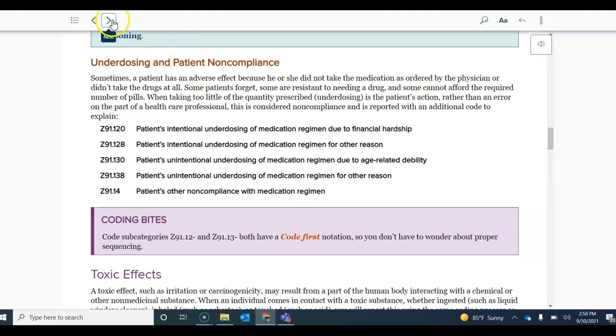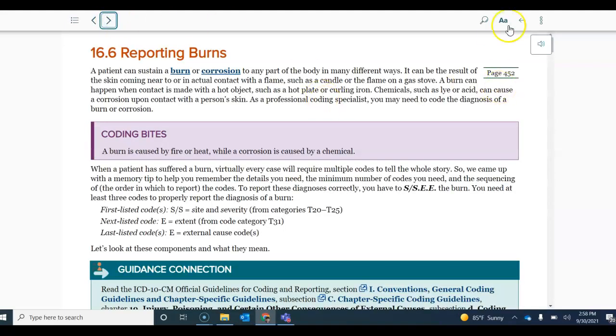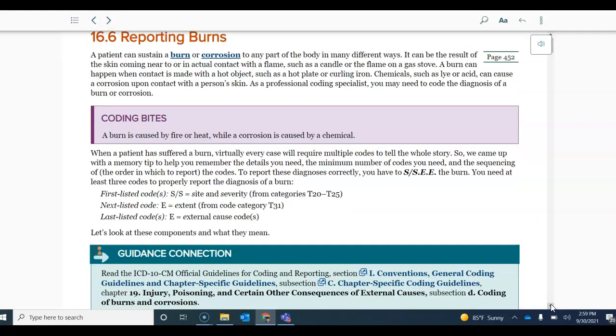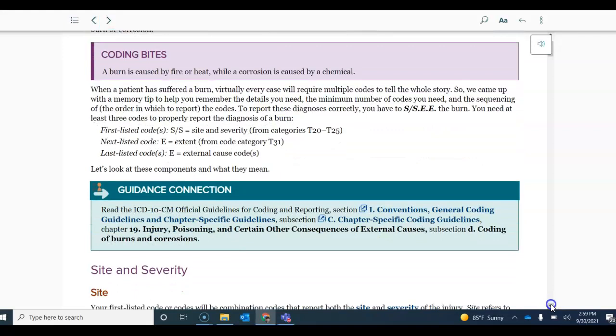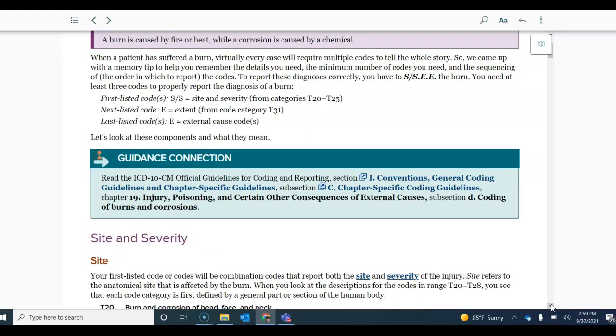Okay, so now let's talk about burns. Okay, first thing, there's a difference between a burn and a corrosion. A burn is heat. Corrosion is a chemical. Okay, so you have to make sure that you code it correctly depending on the cause. Okay, so here we have burns. We have lots of codes anytime we have burns. The first code is the site and the severity.